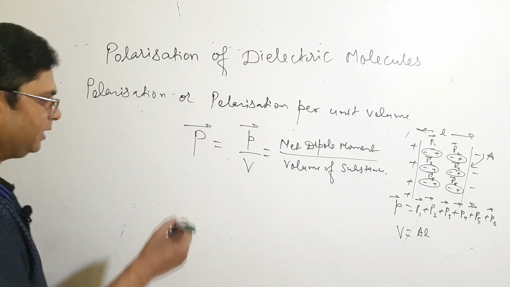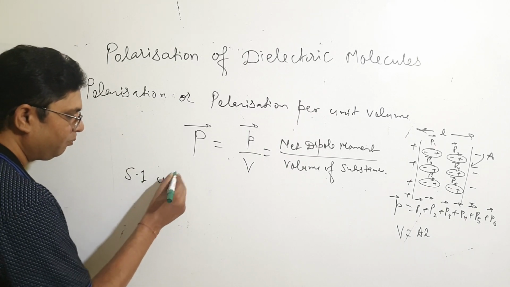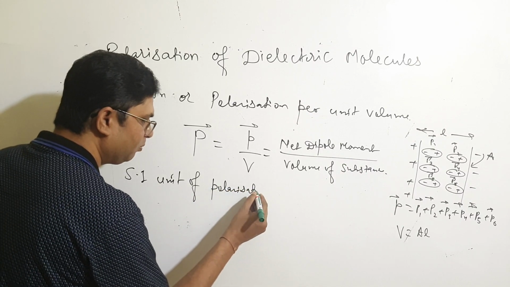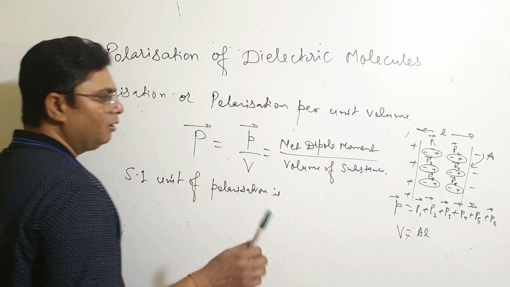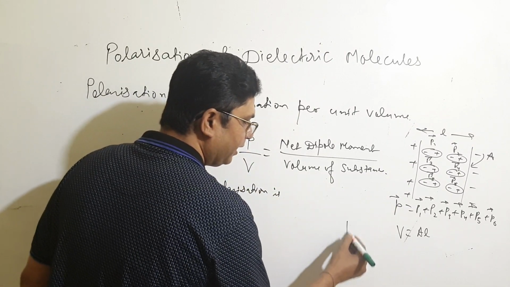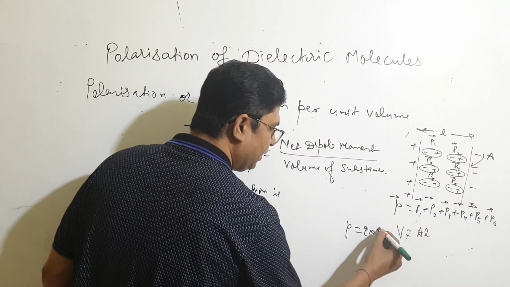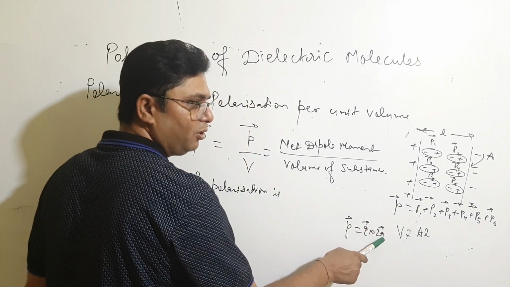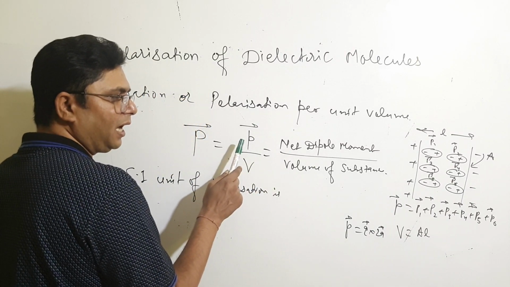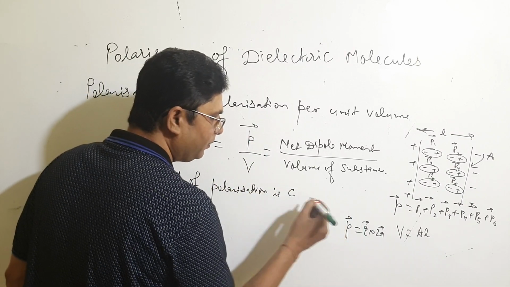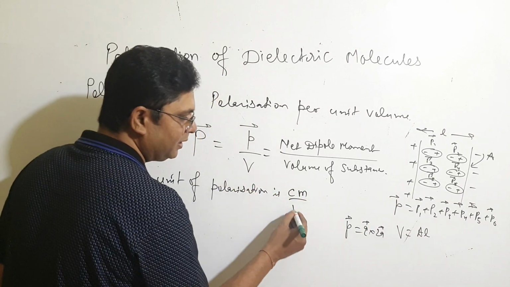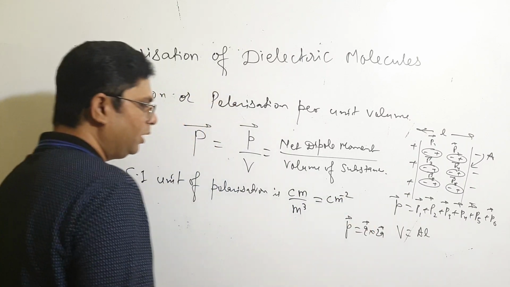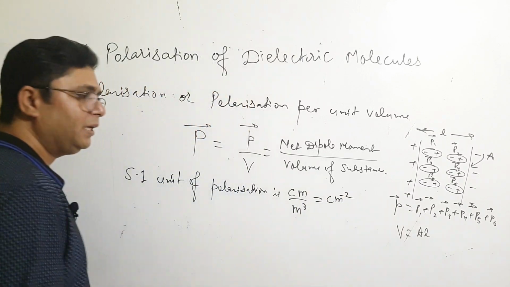SI unit of polarization: you know that p equals Q into 2a, where Q stands for charge and 2a stands for distance. So the SI unit of dipole moment p is coulomb meter, and the SI unit of volume is meter cube. So you have coulomb per meter cube. So the SI unit is coulomb per meter cube.